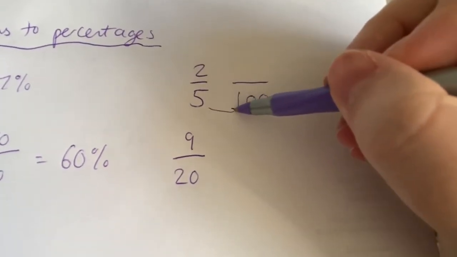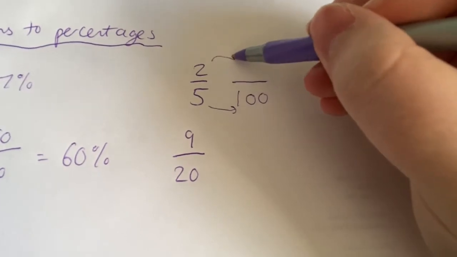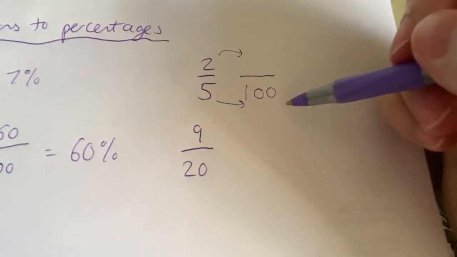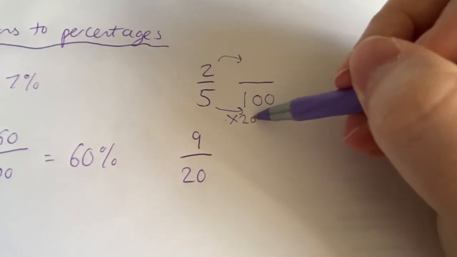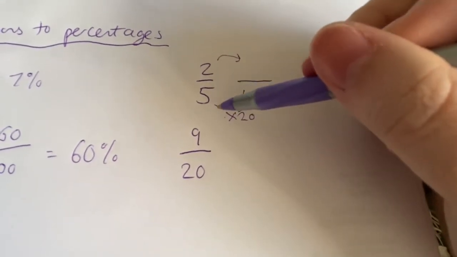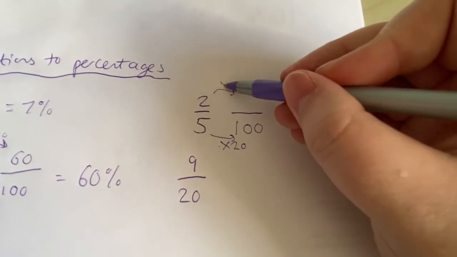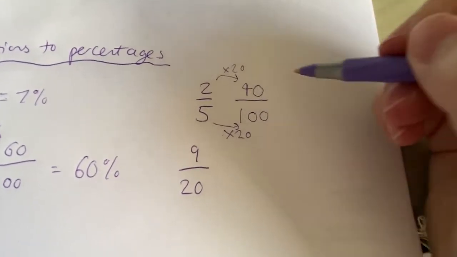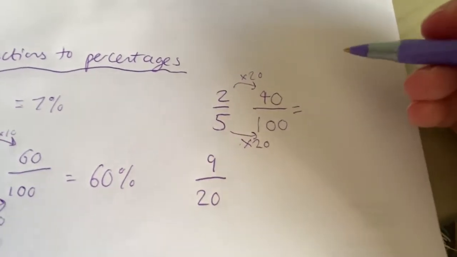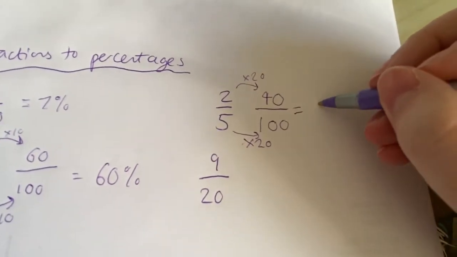So I need to think about, how do I get from 5 to 100? What do I times 5 by to make 100? Well, I know I do 5 times 20. And because I've times the denominator by 20, I must do the same at the top to keep it equivalent. 2 times 20 is 40. So that's 40 out of 100, so I know that must be 40%.